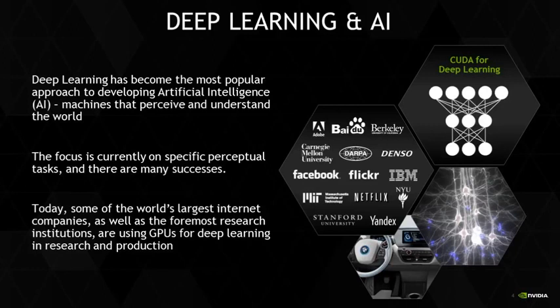Currently, the focus of deep learning within AI is on specific perceptual tasks, and there are many successes, some of which we'll talk about. Some of the world's largest internet companies are deploying deep learning today for artificial intelligence machine perception tasks in both research and in production, and almost all of those efforts are using GPUs to accelerate the process of training the deep learning systems.